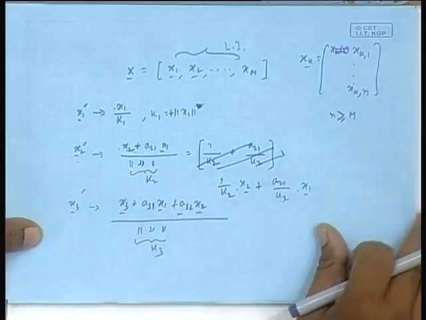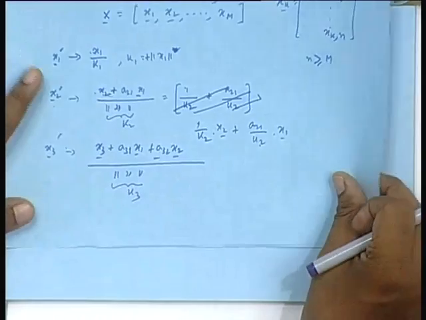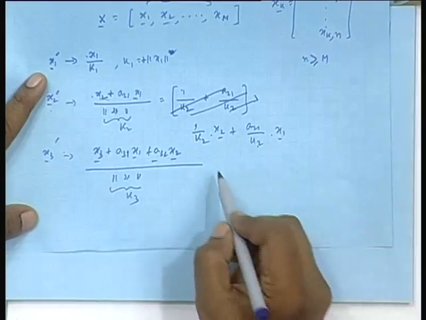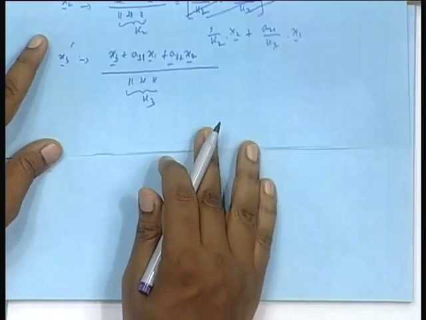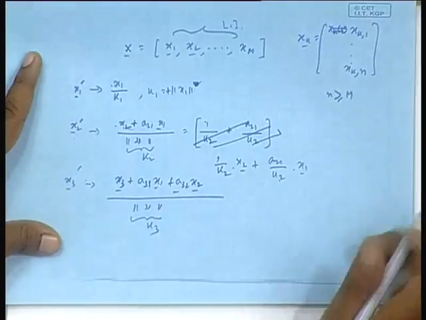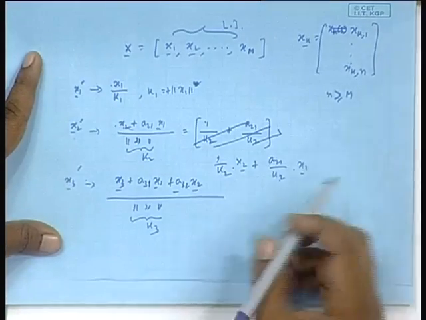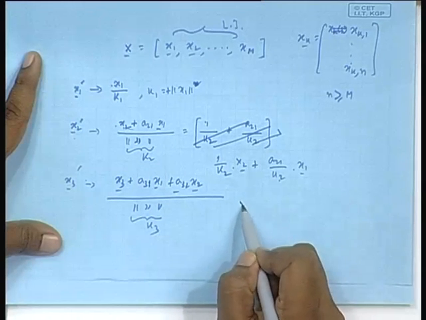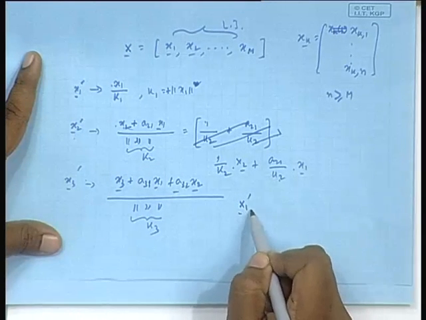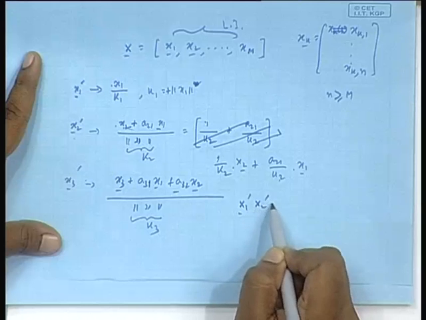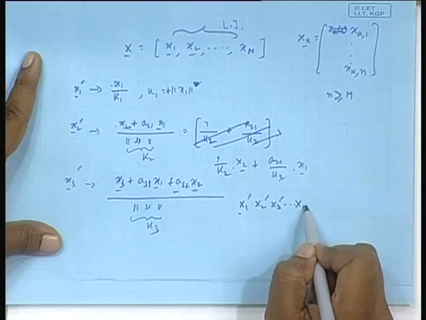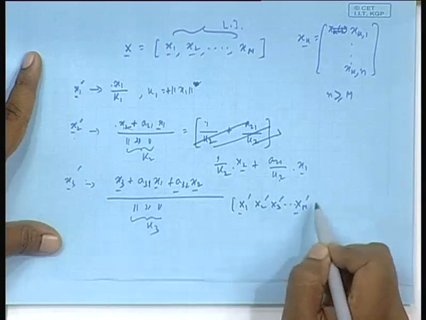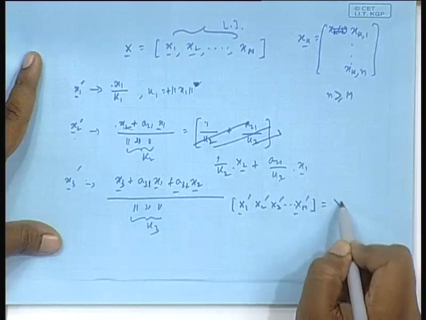Okay, this is the structure. So, that means if I put these vectors like this, in this page only let me do. If I put the orthogonal vectors x 1 prime, x 2 prime, x 3 prime, dot dot dot, x m prime, that will be this x.